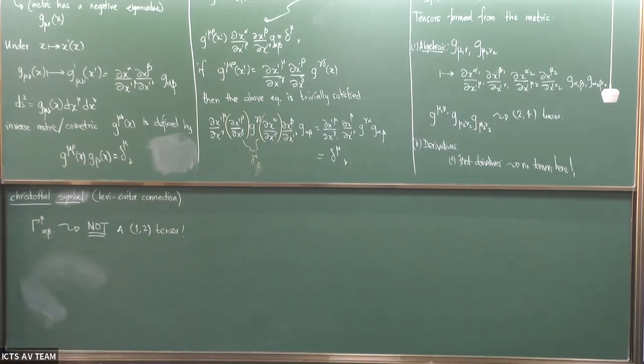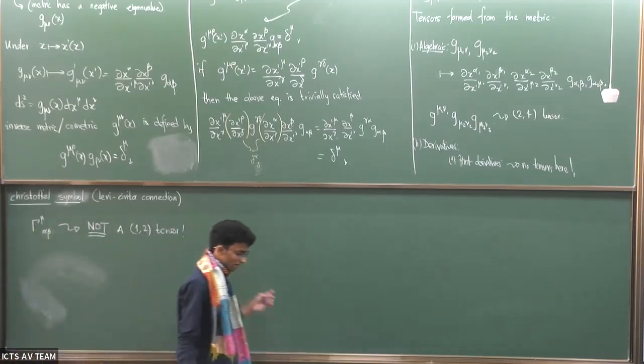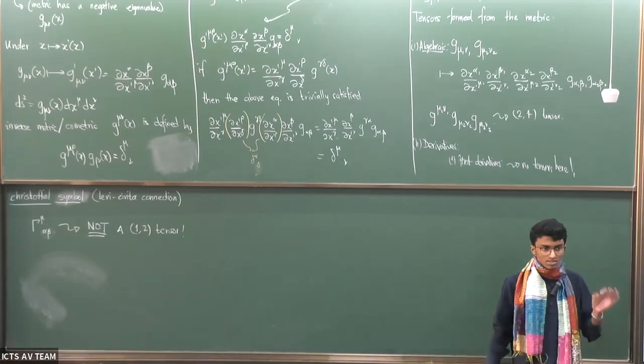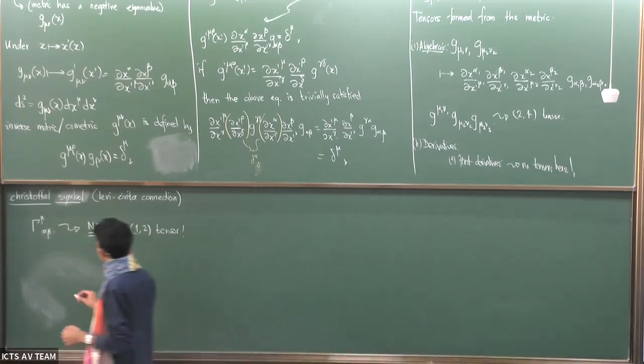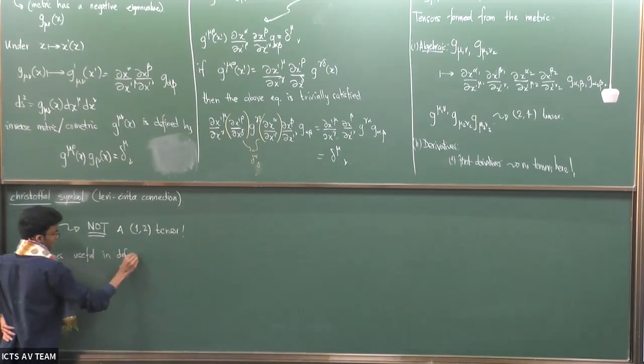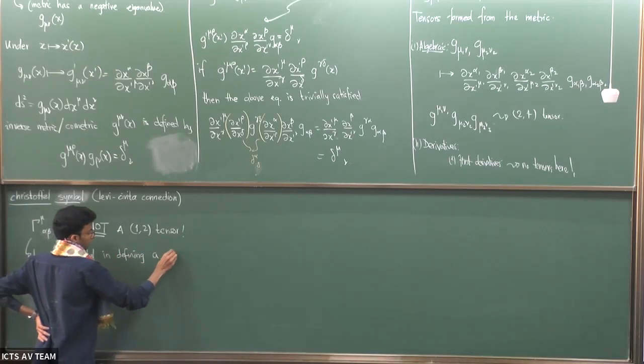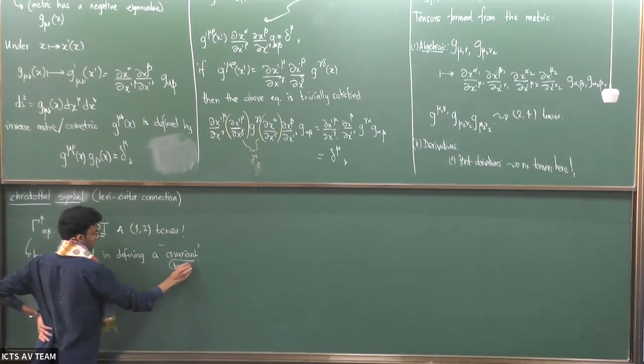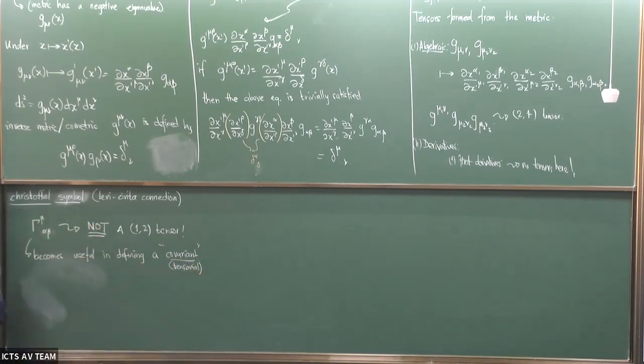So this is not a tensor, but this is useful. Why? Because remember that in parallel transport, or in defining a covariant derivative, you want to define a derivative that is tensorial. This becomes useful, covariant, by which I mean tensorial. Why is it that you needed such a quantity to define a covariant derivative?